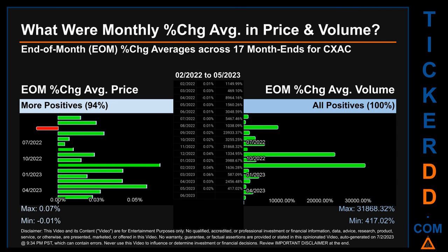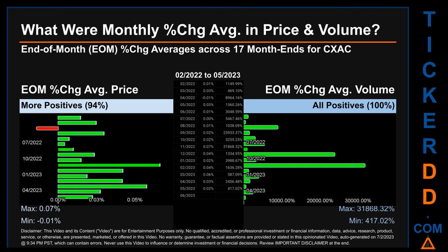From 02/2022 to 05/2023, 15 out of 17 month ends had a positive percentage change in average price. That is 94% of month ends saw a positive percentage change in average price. In terms of volume, 16 out of 17 month ends had a positive percentage change. That is 100% of month ends saw a positive percentage change in average volume.